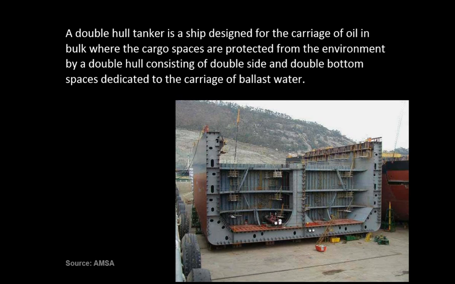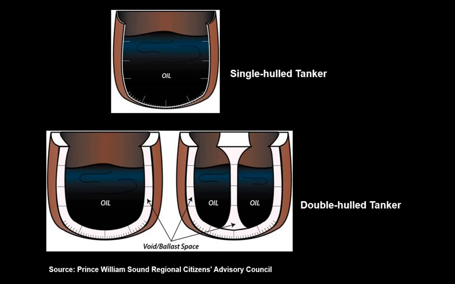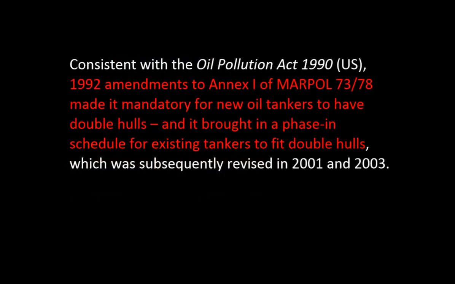So a double hull tanker is a ship designed for carriage of oil in bulk, where the cargo space is protected from the environment by a double hull consisting of a double side and a double bottom space. You can see it there, separating the outer hull from the inner hull. So not a guarantee that you won't pierce the inner hull, but it's a big step forward from just having a single hull. You can see the single hull there at the top, and then the double hull tanker. There's two versions of the double hull tanker there, one with just a single one and one with a double one.